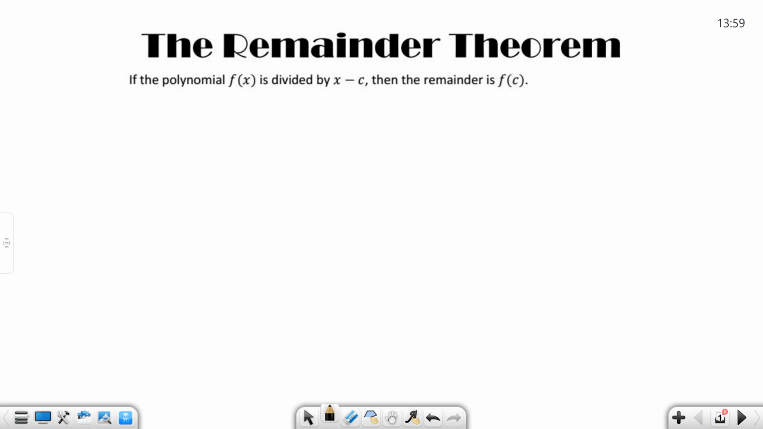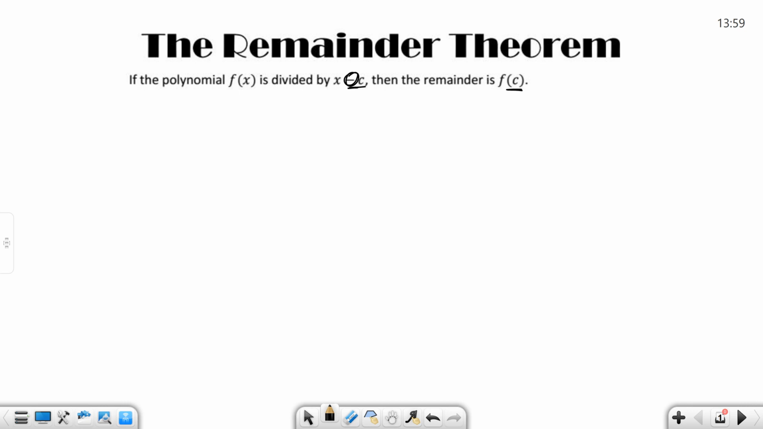The remainder theorem. If the polynomial f of x is divided by the linear binomial x minus c, x is to the first power, thus it's linear, then the remainder is f of c. So this c is the same thing as this.